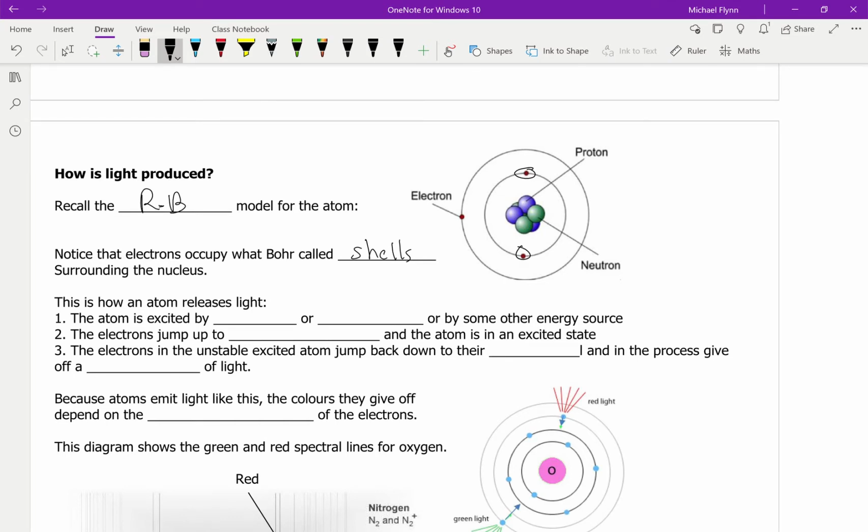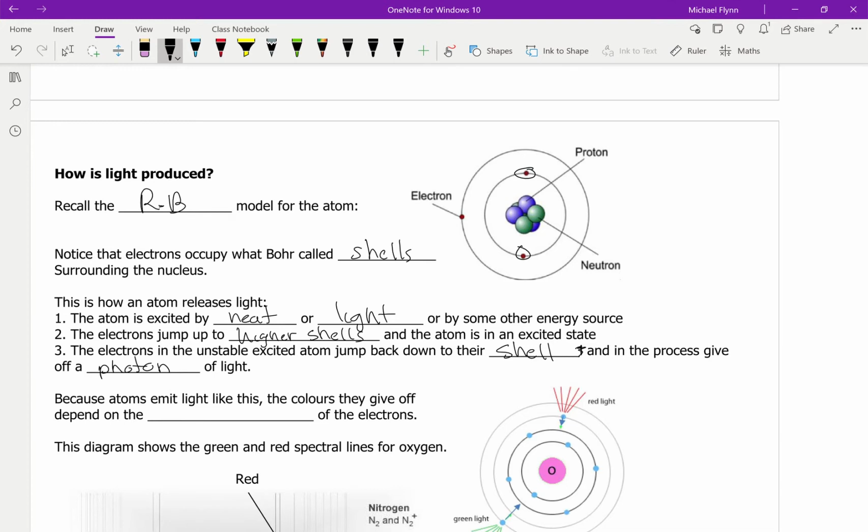An atom gets excited by heat or light or by some other energy source. What happens when atoms enter an excited state is electrons jump to higher shells, and the atom is in an excited state. Now, when the electrons in the unstable excited state jump back down to their normal shell, in the process they give off a photon. And that's how atoms emit light.